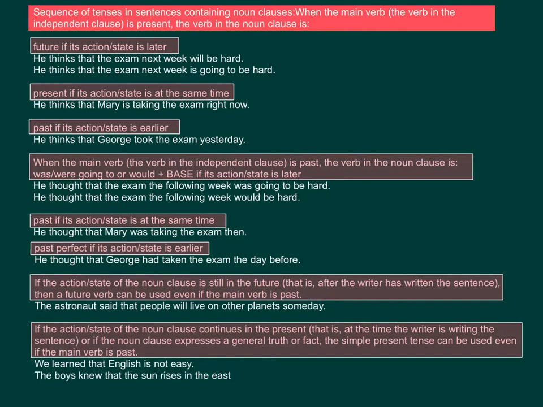Past if its action or state is at the same time. Take for example, he thought that Mary was taking the exam then. Past perfect if its action or state is earlier. For example, he thought that George had taken the exam the day before.